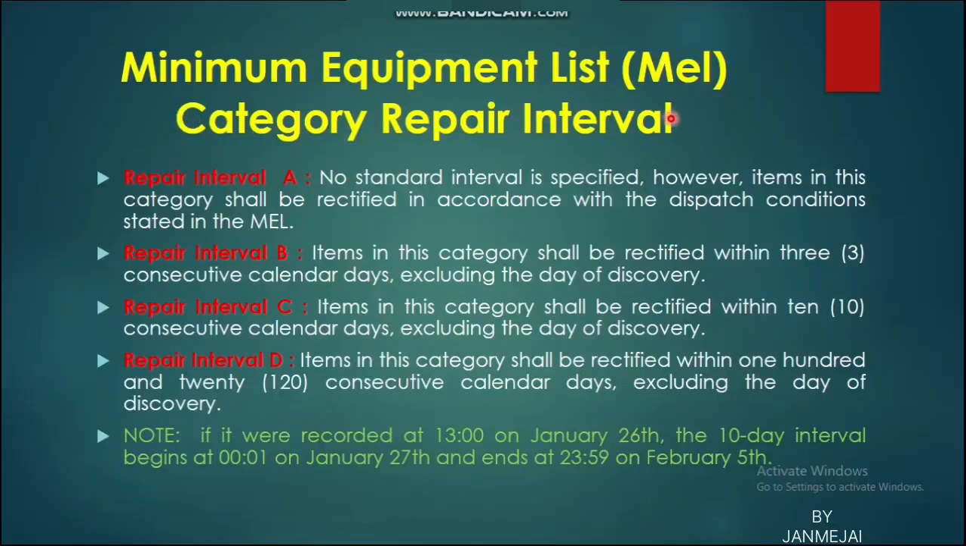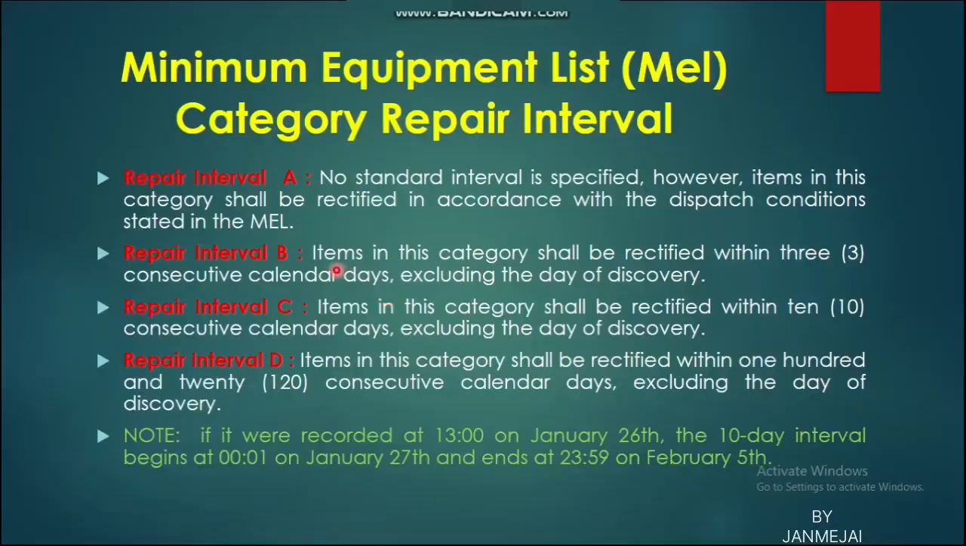So there are categories of MEL repair intervals: A, B, C, D. For category A, no standard interval is specified. However, items in this category shall be rectified in accordance with the dispatch condition that will be stated in the MEL. So it will be mentioned there, like 5 cycles, 10 flying hours, like this. For repair interval B, the item categorized shall be rectified within 3 consecutive calendar days excluding the day of discovery. So just remember, suppose today is 28 Jan.